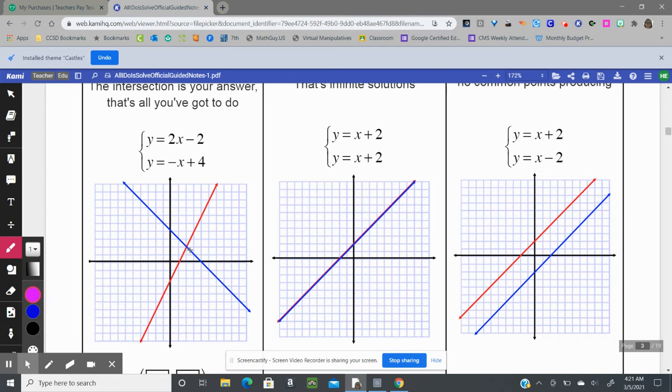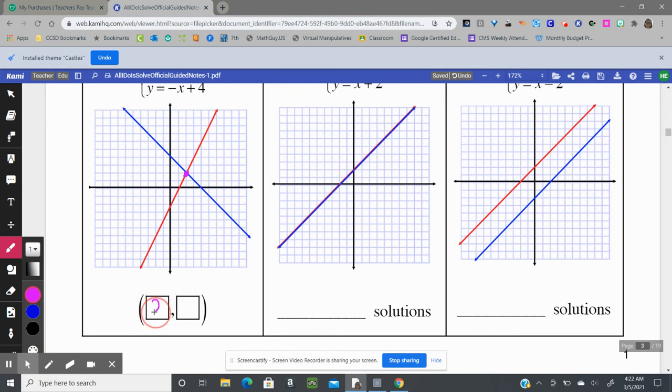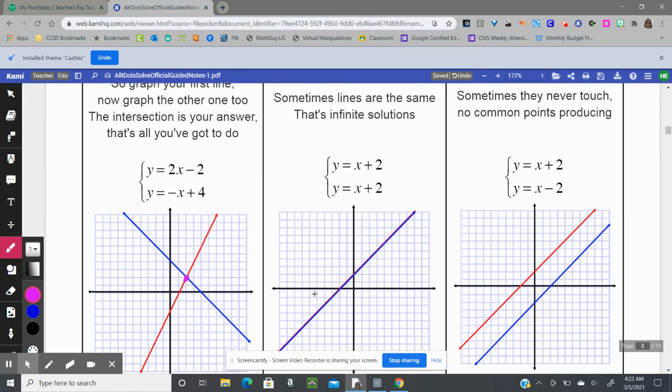Why is it our answer? Well, this point over here is true for only the red line. This point over here is only true for the blue line. We want a solution that's true for both. So since they both cross at this point, is that 2, 2? Yes, it is 2, 2. That ordered pair is our solution to the system of equations. It's true for both of those. Ta-da!